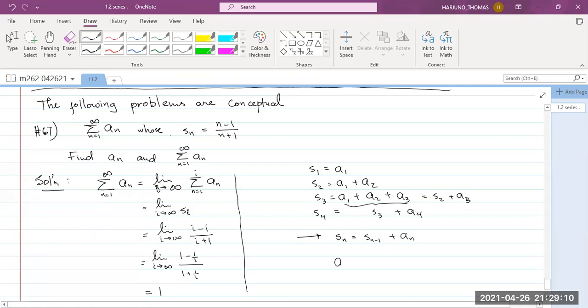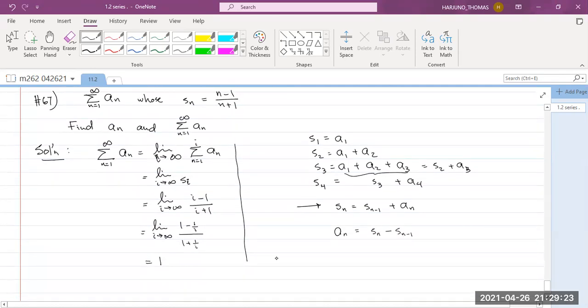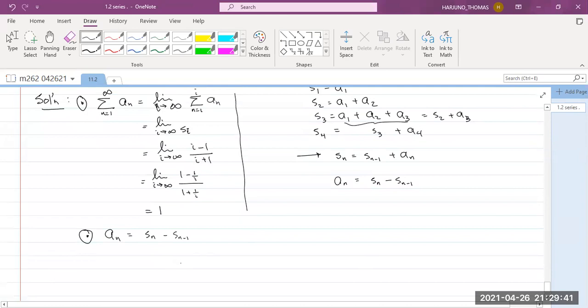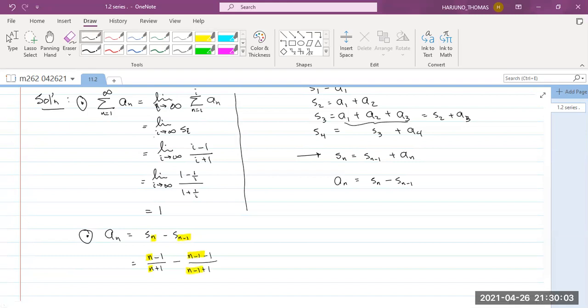S sub n is equal to S sub n minus 1, the previous sum, plus the current term. So we can say that the current term is actually the nth partial sum minus the previous partial sum. Now that's what we will use for a sub n. a sub n equals the nth partial sum minus the (n minus 1)th partial sum. The nth partial sum is (n minus 1) over (n plus 1), minus the (n minus 1)th partial sum, which is (n minus 1 minus 1) over (n minus 1 plus 1). That is (n minus 1) over (n plus 1) minus (n minus 2) over n.